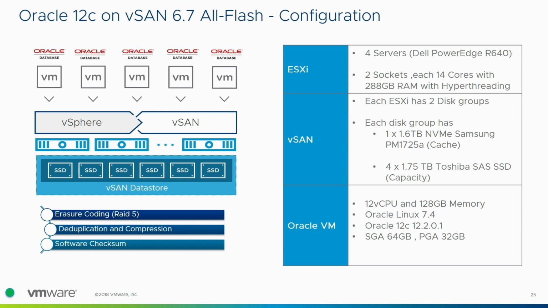From the Oracle VM configuration perspective, we have 12 vCPU and 128 GB memory configured, Oracle Linux 7.4 and 12c installed. And we have SGA 64 GB and PGA 32 GB configured. Okay.